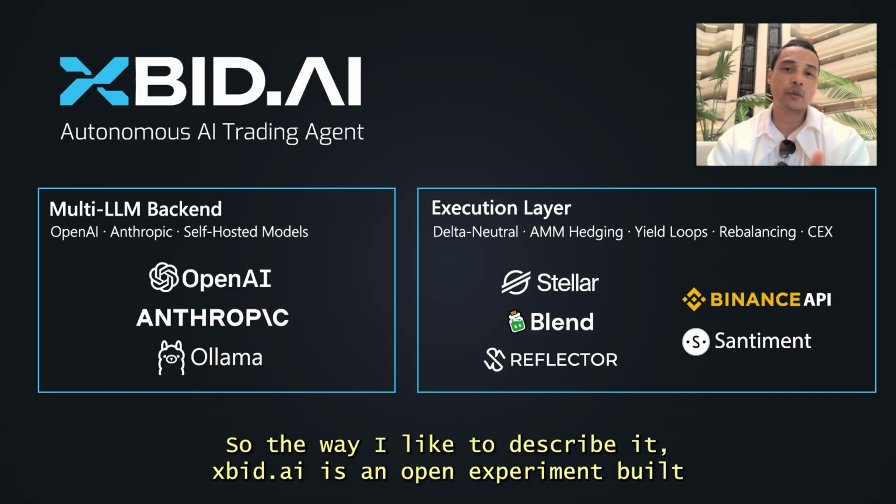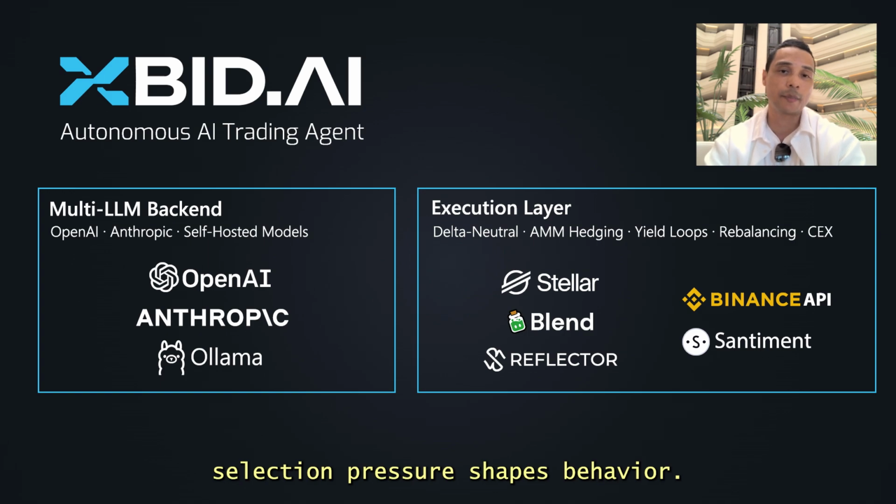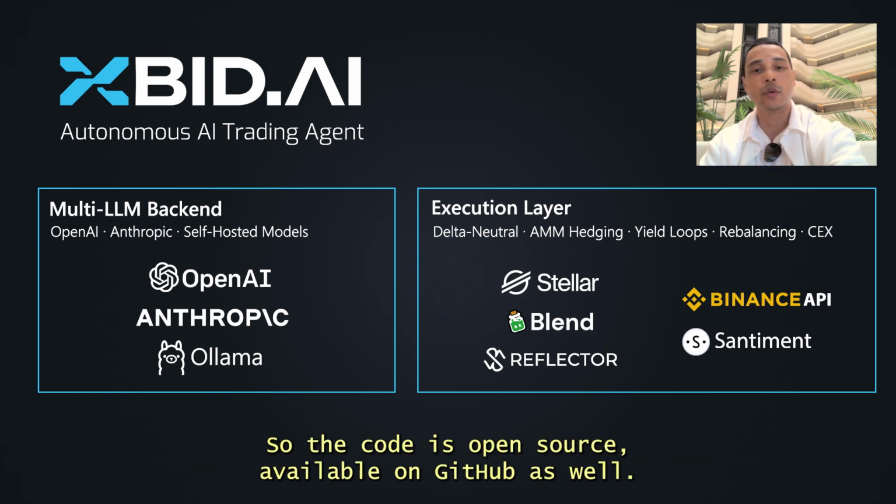So the way I like to describe it, xbid.ai is an open experiment built on the premise that with real stake and a memory of outcomes, selection pressure shapes behavior. And I invite you to read the blog to understand better this core concept. The code is open source, available on GitHub as well.